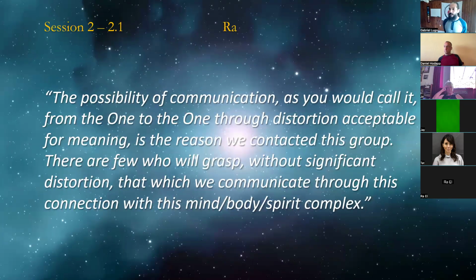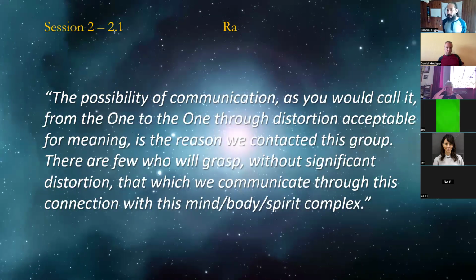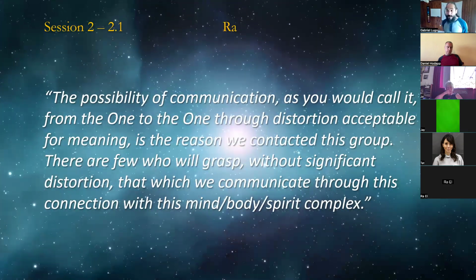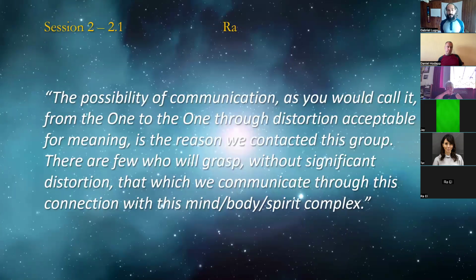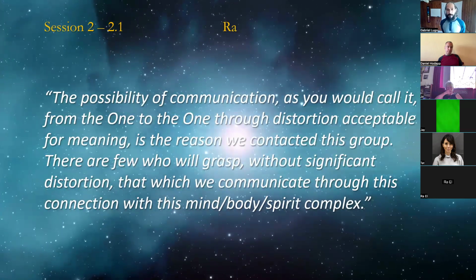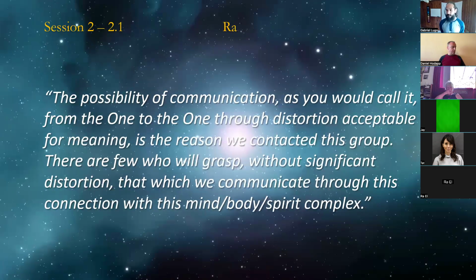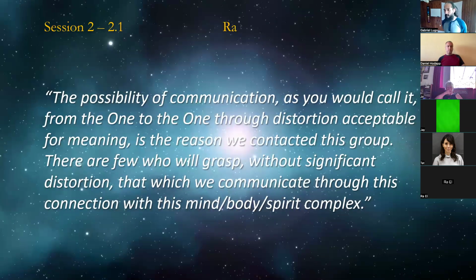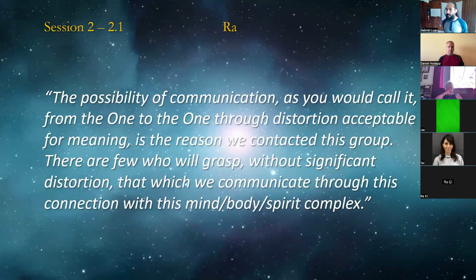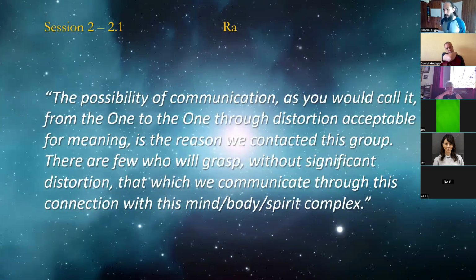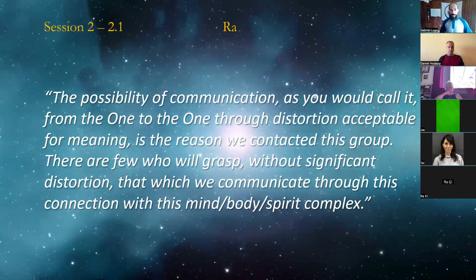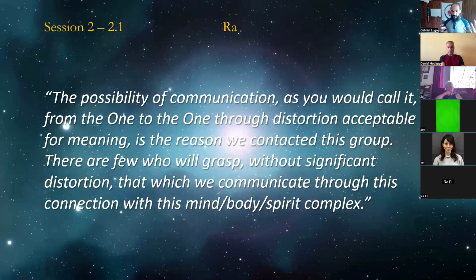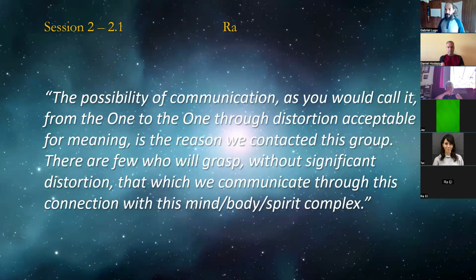And they say, the possibility of communication, as you would call it, from the one to the one through distortion acceptable for meaning, is the reason we contacted this group. Which means, in essence, the possibility that we can communicate to you in this direction and essentially talk about this beautiful philosophy is the reason why we contacted you. That's it. When they say the possibility of communication from the one to the one through distortion acceptable for meaning, meaning that language, that's the distortion acceptable that creates some sort of meaning of what they're talking about, right? From creator to creator, from the one to the one.